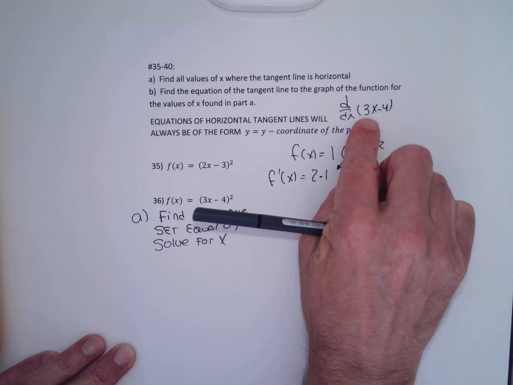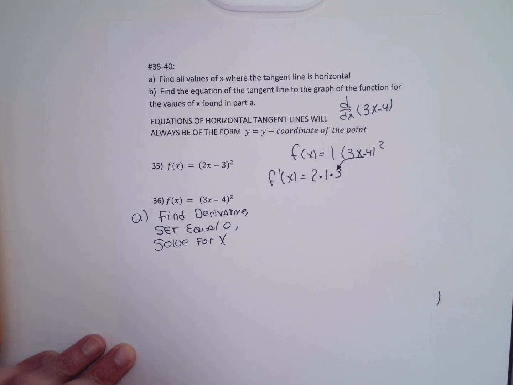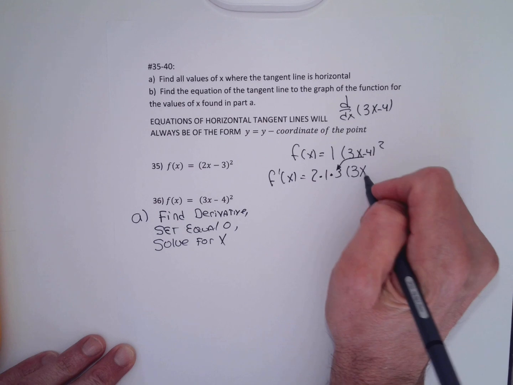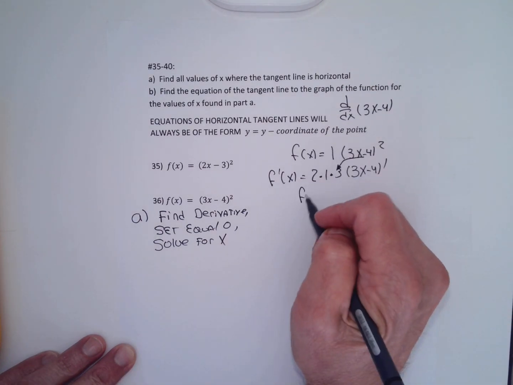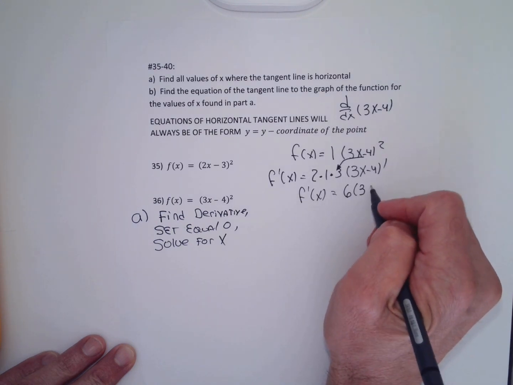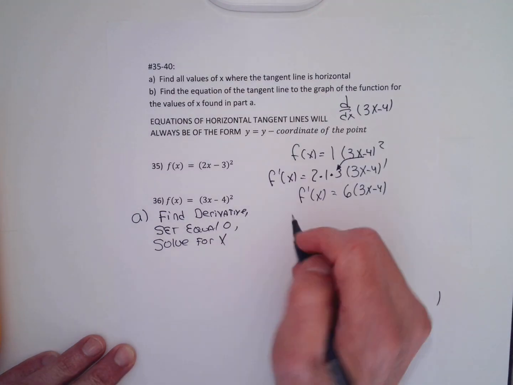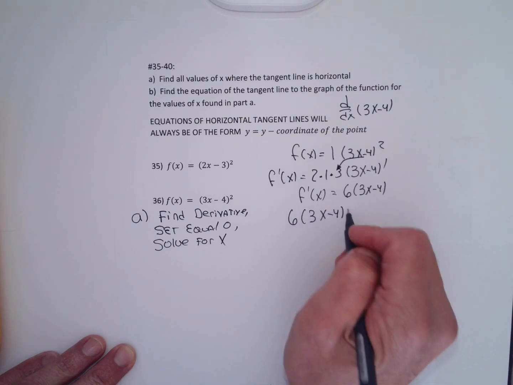The derivative of 3x is 3. The derivative of minus 4 is 0. So that's the derivative of the inside of the parentheses times the parentheses with the exponent lowered by 1. So my derivative is 6 times (3x minus 4) squared. I want to set this equal to 0 and solve for x. So I'm going to do 6 times (3x minus 4) squared equals 0.